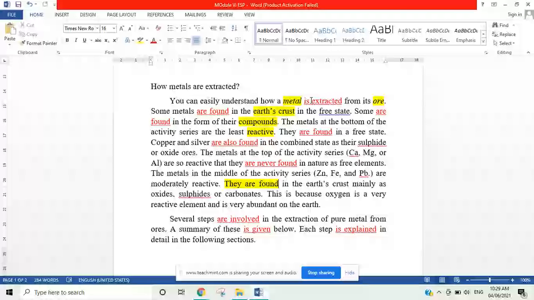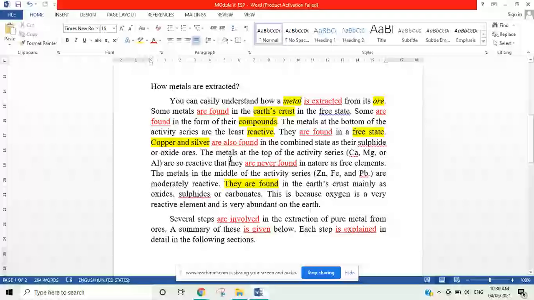Now, the metals at the bottom of the activity series are the least reactive. So reactive is a word that also gives information about the metals, so that is also a word related to the field of science. They are found, again we have used, they are found in a free state. So this is also a phrase related to science. Copper and silver are also found. So copper and silver are also words related to the field of science. They are also found in the combined state as their sulfide or oxide ores.